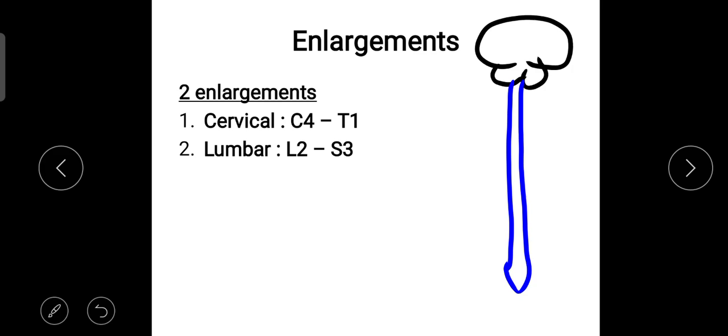But there are two things that you have to note. The spinal cord has two enlargements, and I'm showing the two enlargements. Here one enlargement is there. Similarly, in the lumbar region also we have another enlargement.